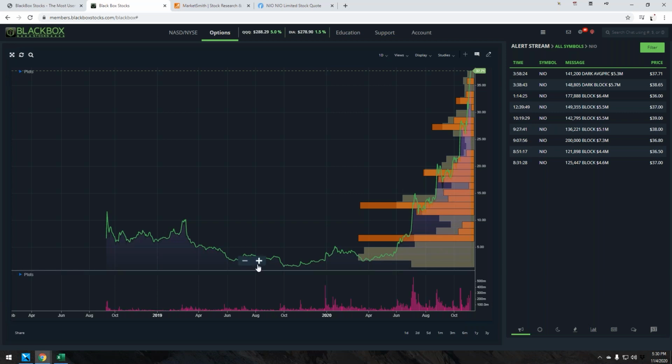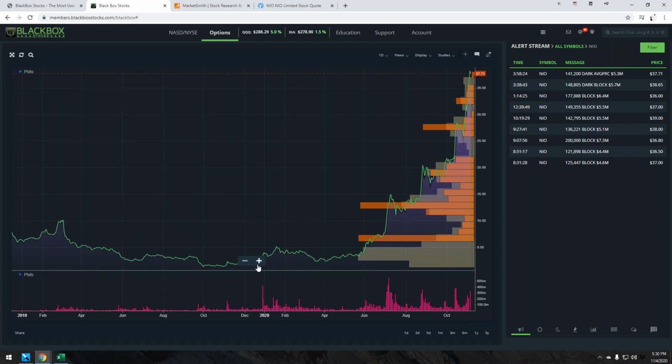So let me just zoom in on this chart. But automatically, because we have the dark pool study on this chart, exactly where they were.